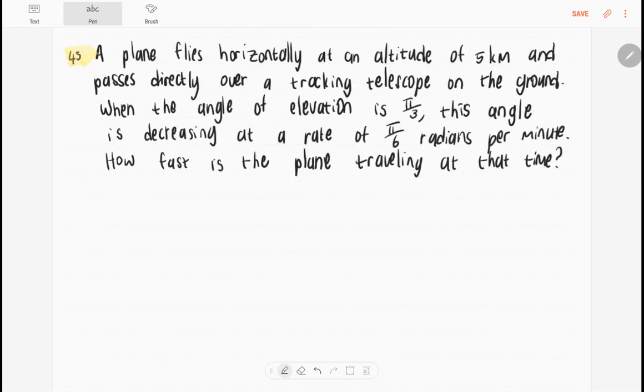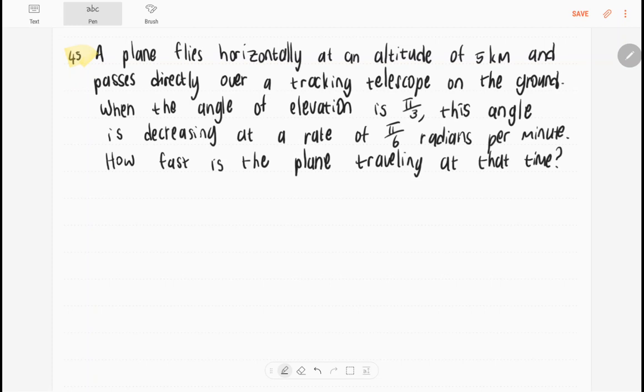Next, we are doing number 45. A plane flies horizontally at an altitude of 5 kilometers and passes directly over a tracking telescope on the ground. When the angle of elevation is pi over 3, this angle is decreasing at a rate of pi over 6 radians per minute. How fast is the plane traveling at that time?